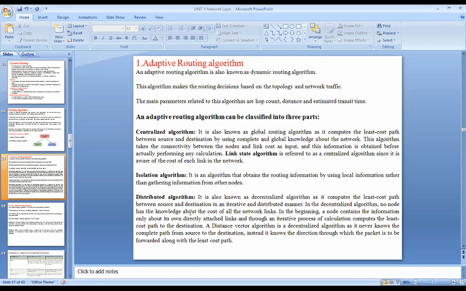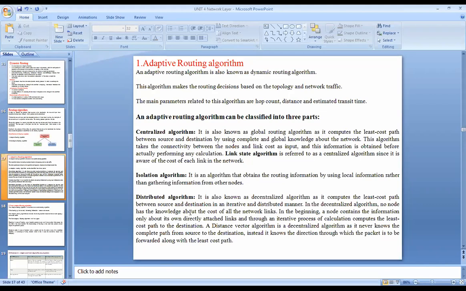Centralized algorithm is known as a global routing algorithm. It is going to compute the least cost path between the source and destination by using complete and global knowledge about the network. We need to know which network is good, how much cost it takes, at what distance we can send a packet, how much time it takes to reach the destination, and whether that network is good or not. Everything is considered in the centralized algorithm.